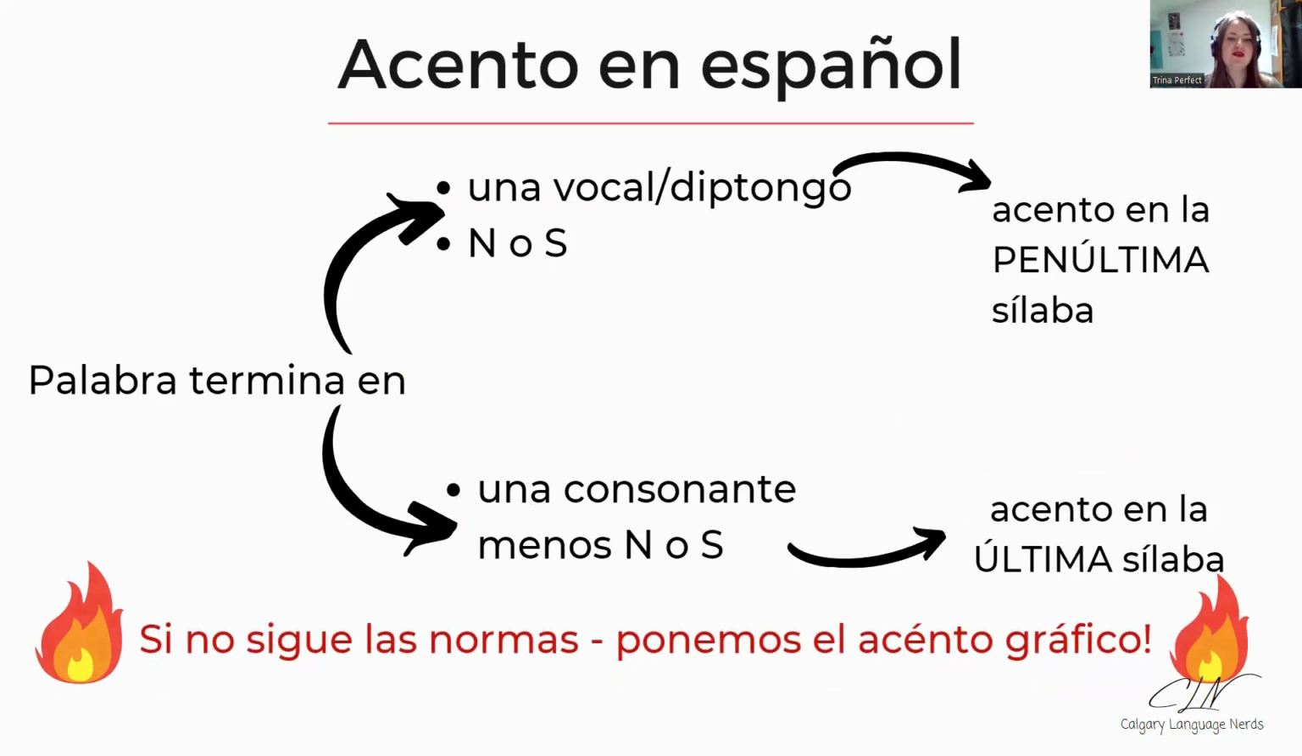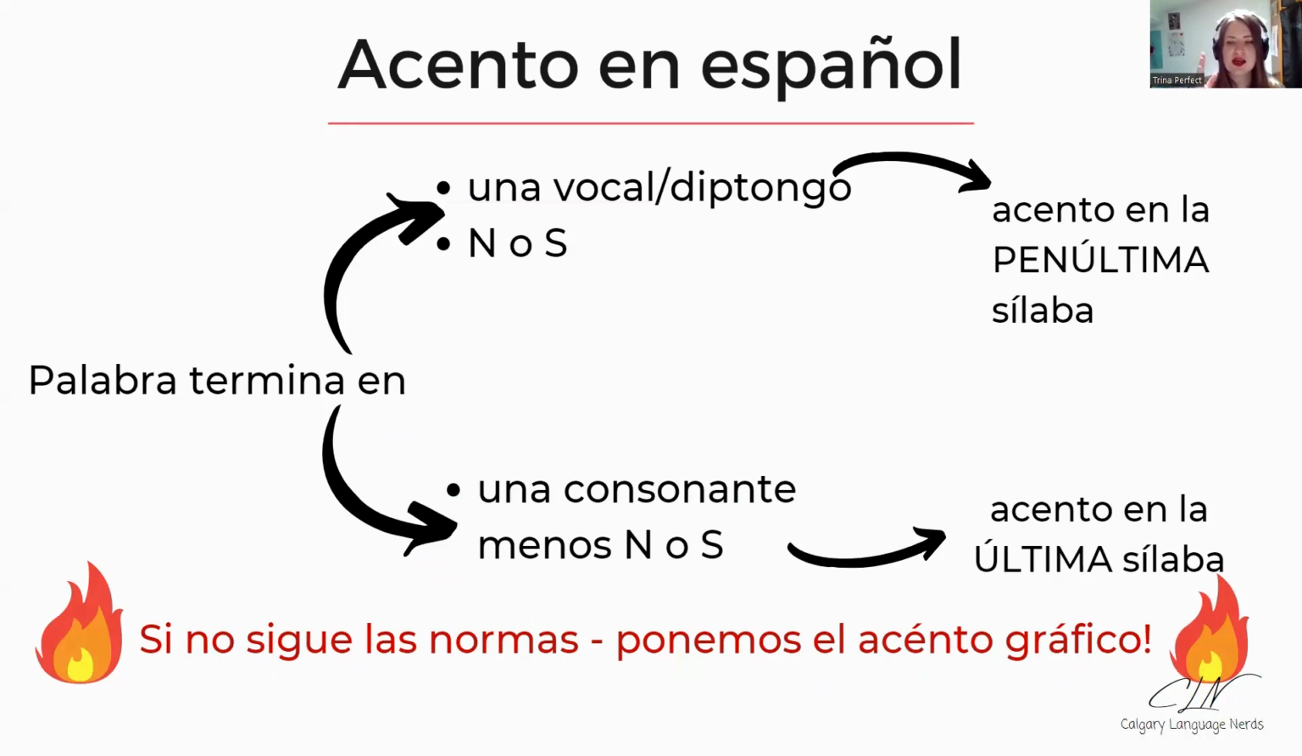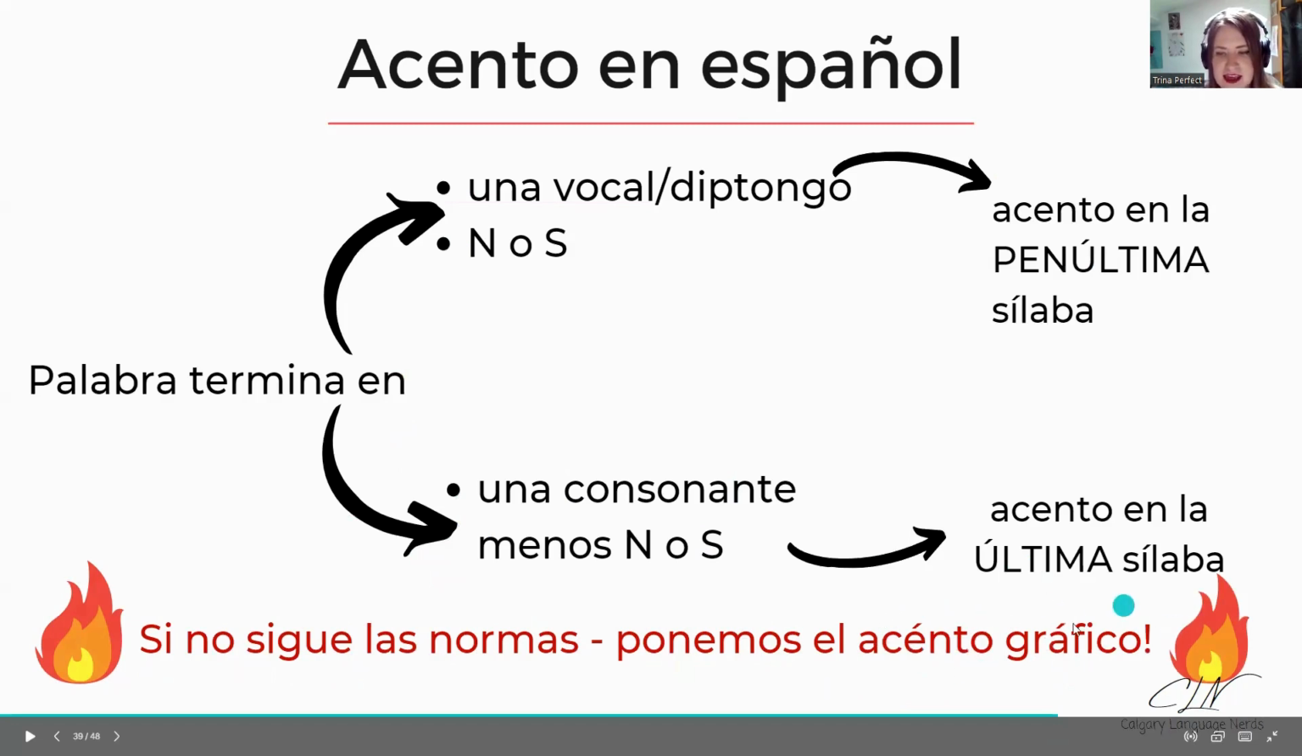Vale, entonces, ¿cómo funciona el acento en español? How does the stress in Spanish work? What is important to know about stress in Spanish is that it has a norm. It's not random. It has a few norms that it follows. Y si no sigue las normas de las cuales vamos a hablar, ponemos el acento gráfico. So, if a word doesn't want to follow these rules, it will have a graphic accent. So it's crucial to put this accent.